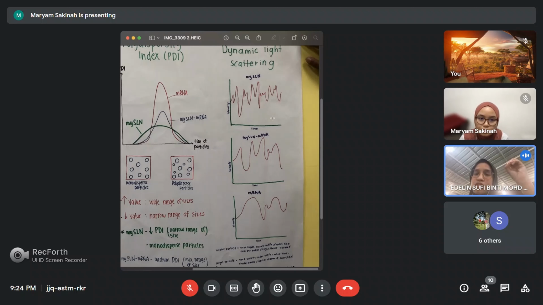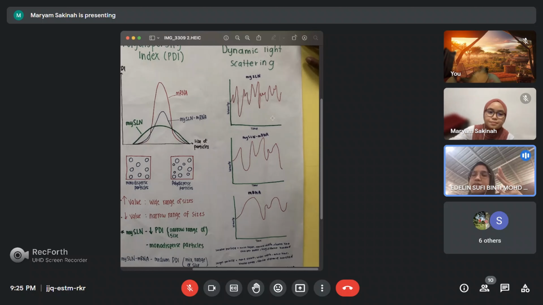For the next graph, which is the combination of the MySLN and mRNA, the size of the peak and the gap of the dip is longer than the graph of the MySLN. So it showed that the presence of the mRNA increases the size, and it makes the movement of the nanoparticle slower than the capsules.